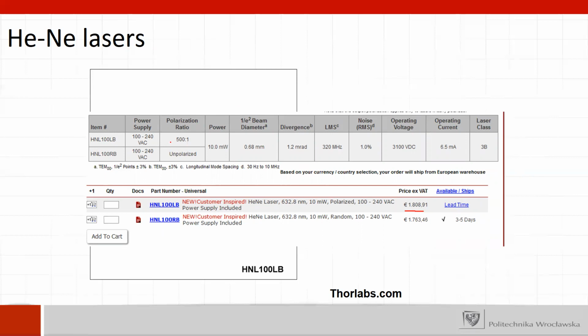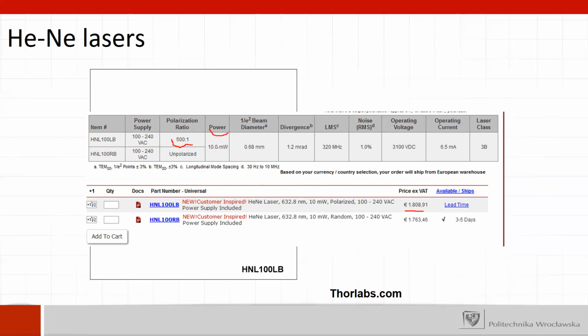And here you can see a screenshot of the basic parameters that the manufacturer is providing. The first parameter is polarization extinction ratio. So this parameter tells us what is the ratio of the polarized light in the output to the unpolarized. So we have 500 times more polarized with respect to the unpolarized light. So there is also always a very small portion of light that is generated from this laser which is not polarized.